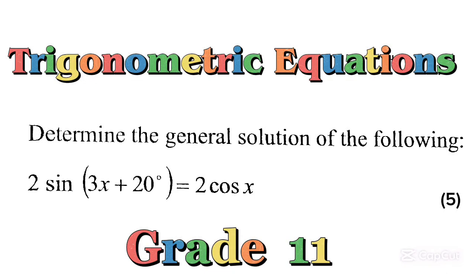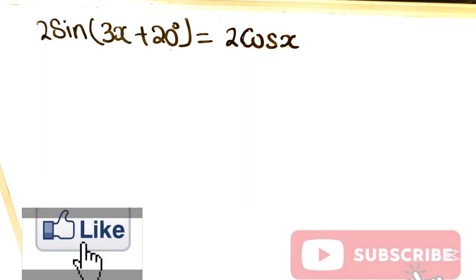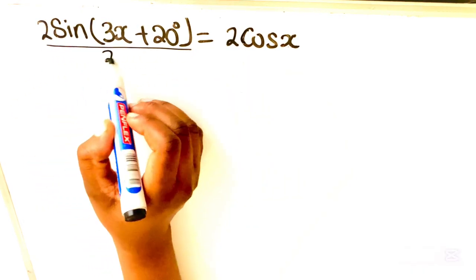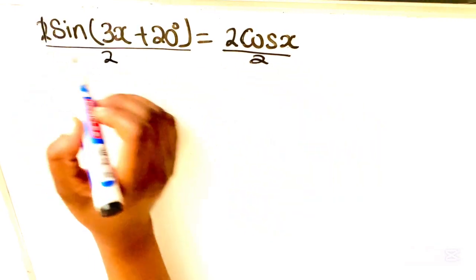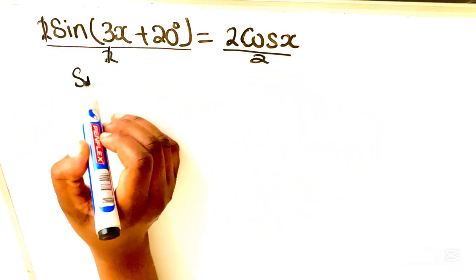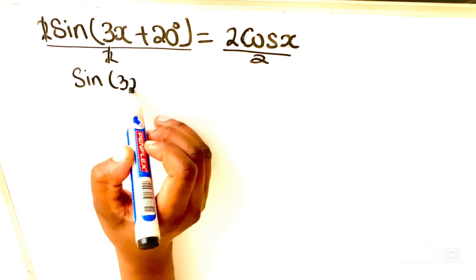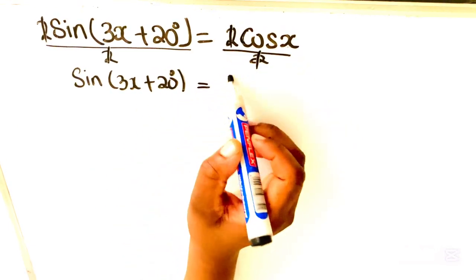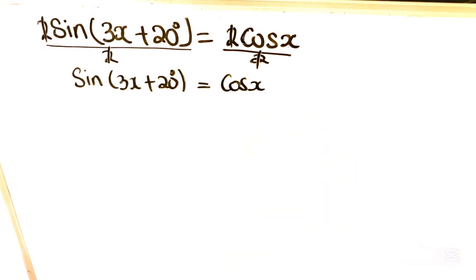Here is another 5 marks to collect in an exam. Determine the general solution of the equation. So remember the 5 steps to follow. Simplify: we divide by the 2 on both sides, then on this side you will have the cos of x.